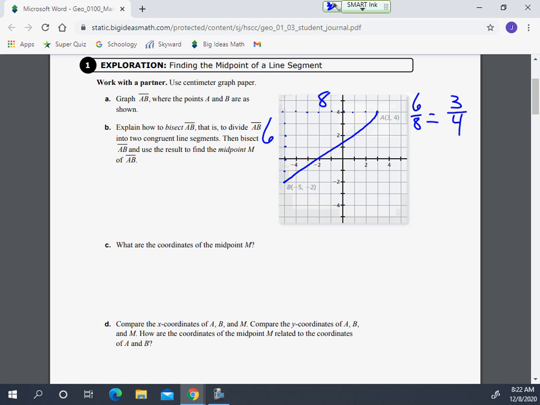Well, if I go up 1, 2, 3 over 1, 2, 3, 4, notice there's a point right there. If I go up 1, 2, 3 over 1, 2, 3, 4, there's my other point. So my midpoint was halfway, right? Halfway of AB, which is right there. It's at -1, 1. So there's our midpoint, -1, 1. We got that for part C.